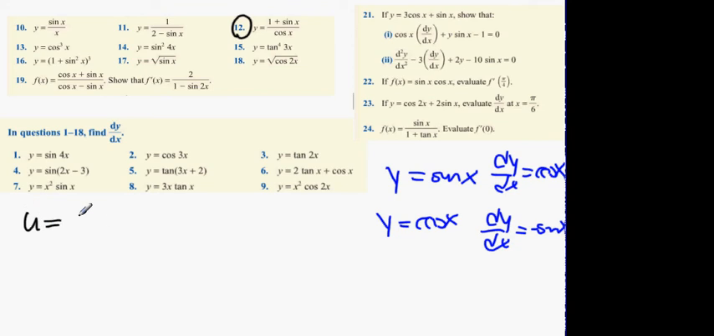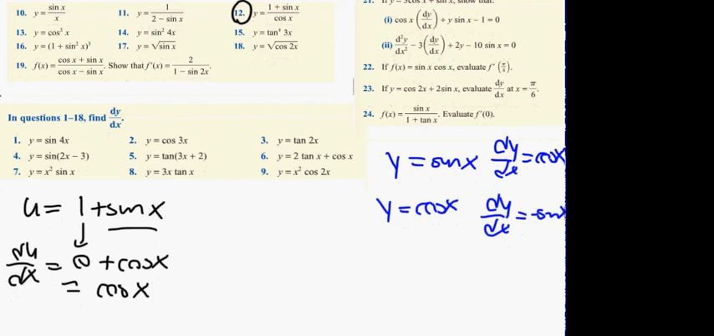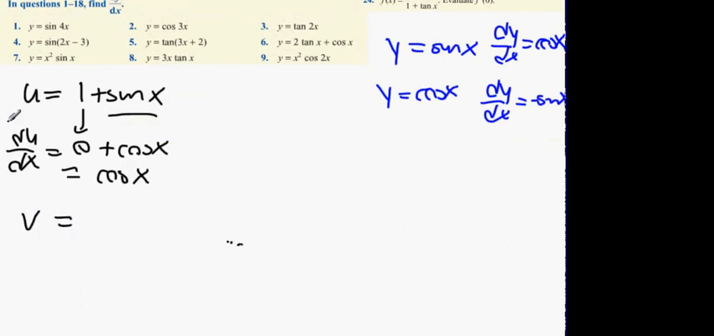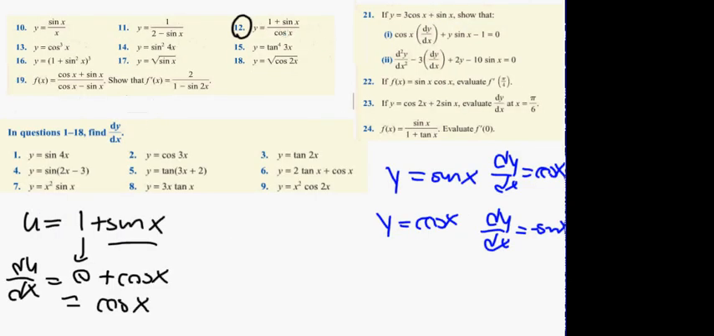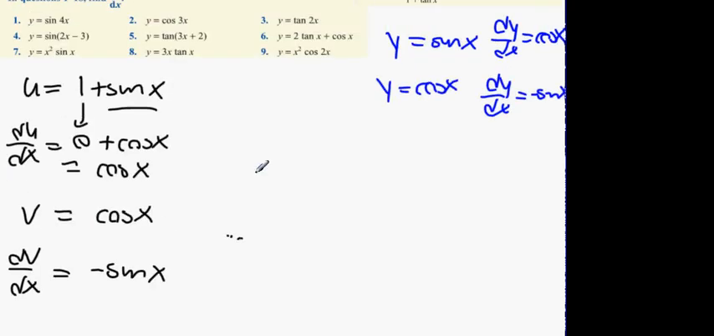u is 1 plus sine x. Therefore, du/dx: 1 turns to 0, sine x turns into cos x, so it's simply cos x. v, which is the bottom, is cos x. This means what about dv/dx? Minus sine x.